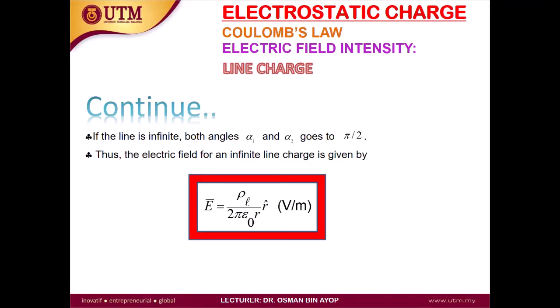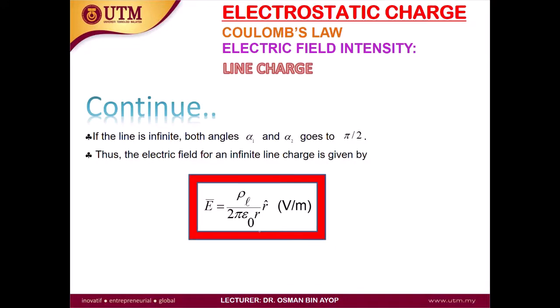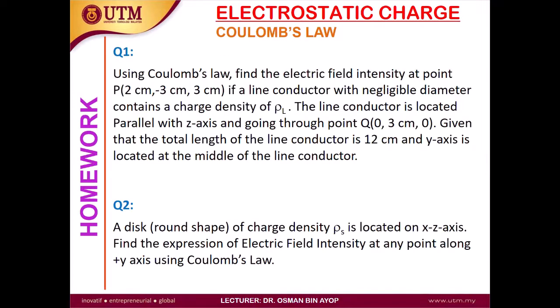And this also, like I mentioned earlier, what happens if our line charge becomes very long and extends towards infinity? Then alpha 1 and alpha 2 approach 90 degrees. So this part becomes 0, and this part becomes 2. That's why we can simplify into this form. So this is your homework.